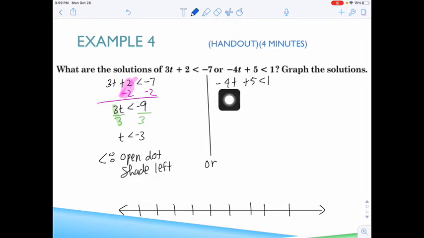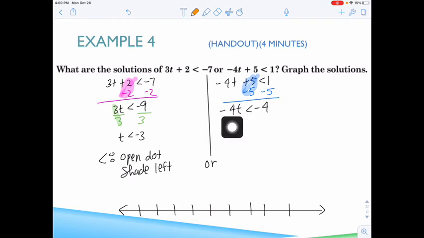For our second inequality, we have -4t + 5 < 1. Again, we want to get our t by itself, so we're going to subtract 5 from both sides to get our constants together. 5 minus 5 is a zero pair, so we bring down our -4t. 1 minus 5 is -4. We subtracted, so we keep our symbol the same.